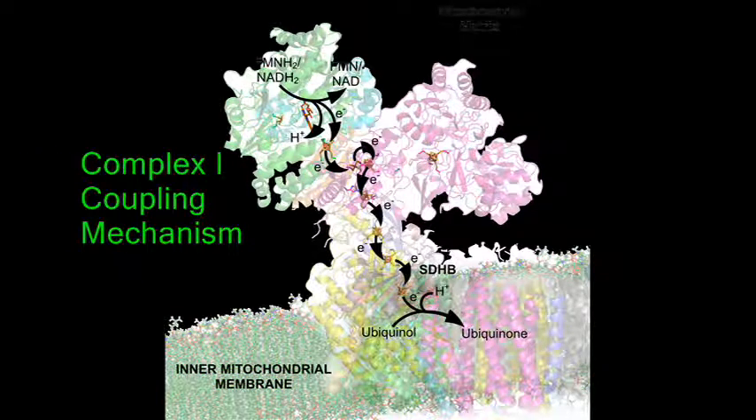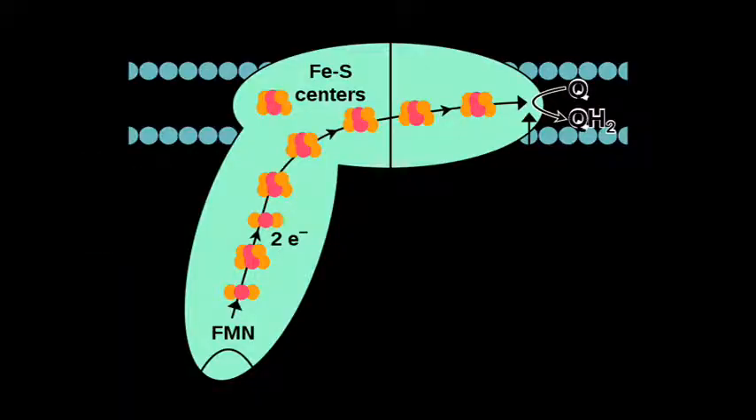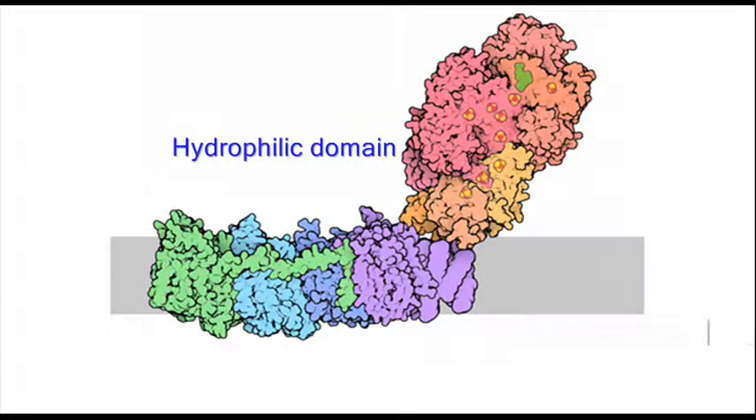Complex 1, or NADH dehydrogenase, forms the first oxidative phosphorylation protein complex of the electron transport chain in the mitochondria. Complex 1 translocates 4 protons for every 2 electrons that pass through it, although there has been some debate about the stoichiometric ratio. The exact mechanism by which proton translocation occurs due to NADH oxidation and ubiquinone reduction is currently unknown. The protein itself consists of a hydrophilic domain and a hydrophobic domain with separate evolutionary origins.